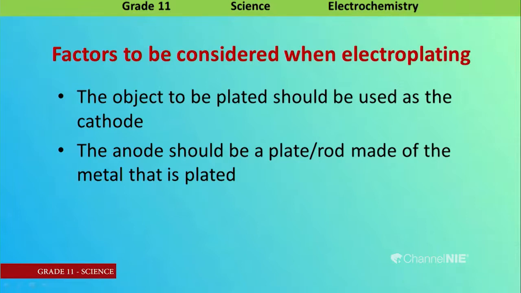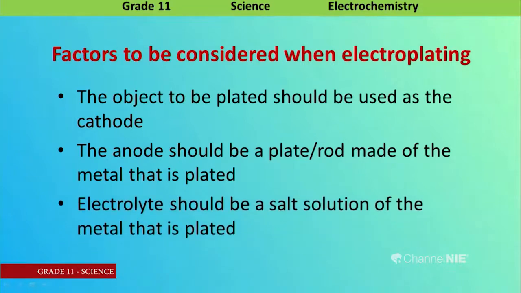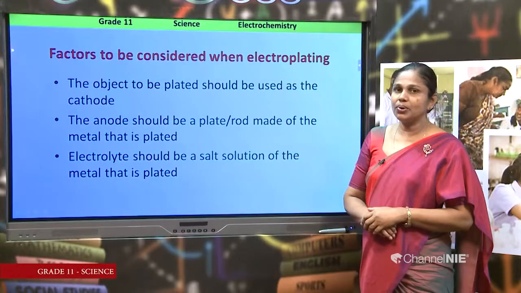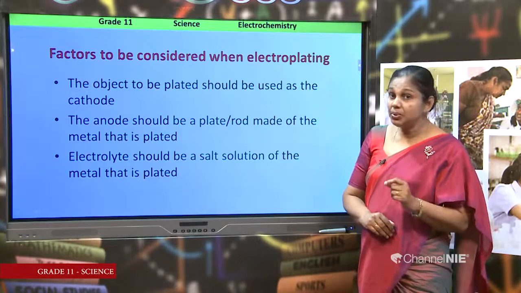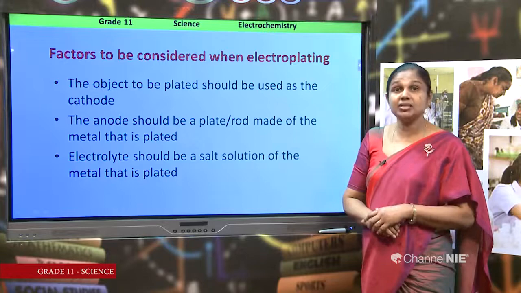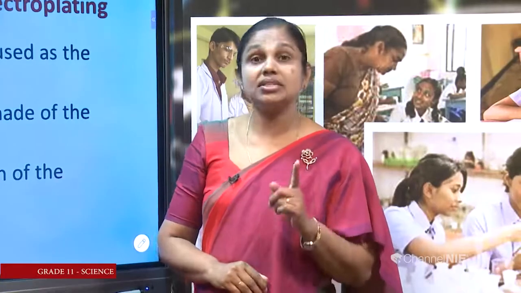And the anode should be a plate or rod made of the metal that is plated, right? Now, if we are plating copper, the anode must be a metal sheet of copper or a metal rod of copper. Then, what about the electrolyte, children? The electrolyte is the solution we use. The electrolyte should be a salt solution of the metal that is plated. When we plate copper, definitely the electrolyte must be a solution that contains copper ions. Okay, children, if we need to plate silver, definitely the electrolyte must be a salt solution that contains silver ions.